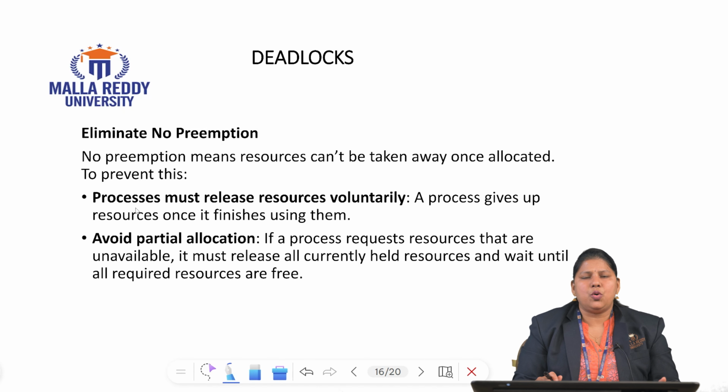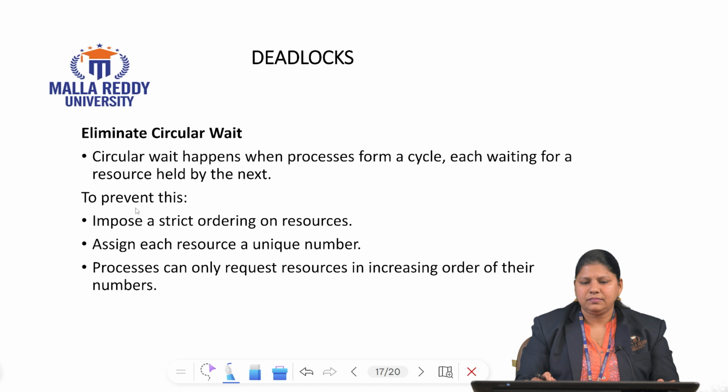Next, eliminating no preemption. No preemption means resources can't be taken away once allocated. To prevent this, a process must release resources voluntarily. A process gives up resources once it finishes using them. Avoid partial allocation: if a process requires resources that are unavailable, it must release all the currently held resources and wait until all required resources are free.